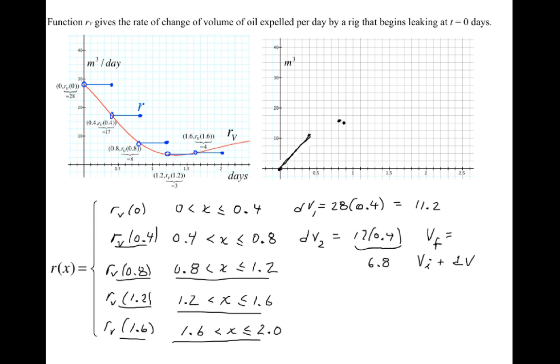And throughout that whole interval, we assumed a constant rate of 17, so straight line. So this is the correspondence point, 0.4, comma, 11.2. And then the next one is 0.8, and final value of V equals initial, our 11.2, plus the change we got from M dx, which was 18. Is that right?